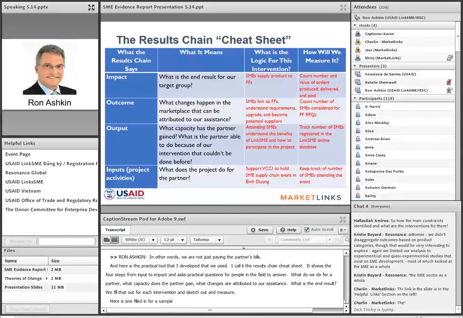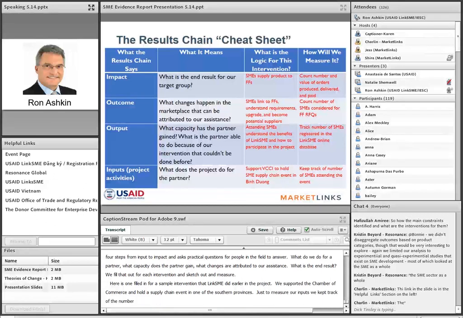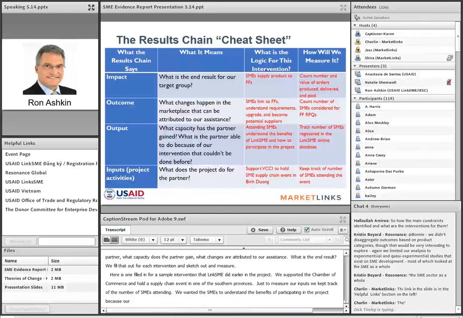So here's one filled in for a sample intervention that LinkSME did early in the project. We supported the Vietnam Chamber of Commerce and Industry to hold a supply chain event in one of the southern provinces. And just to measure our inputs, we just kept track of the number of SMEs attending. We wanted the SMEs to understand the benefits of participating in the project because our intent was just to get companies in the system. How do we measure that they actually understood?